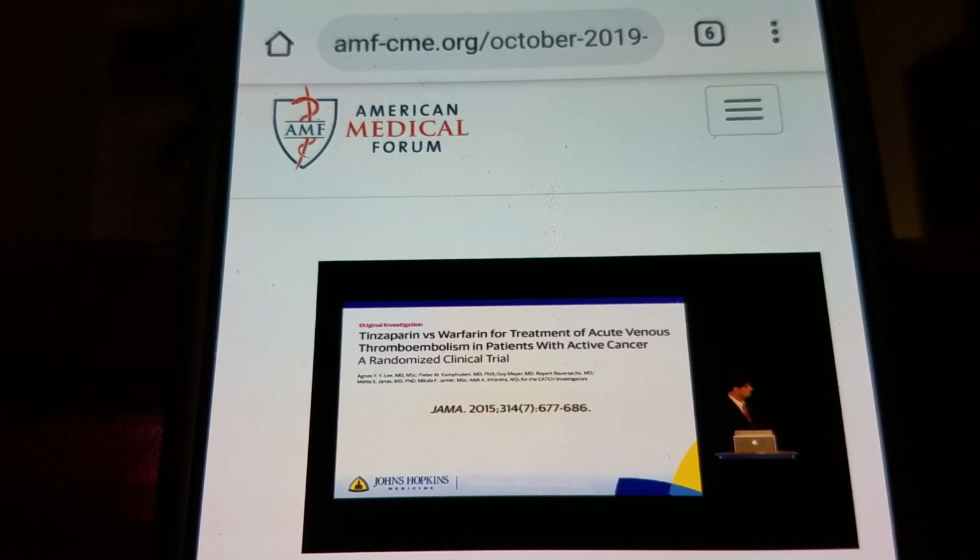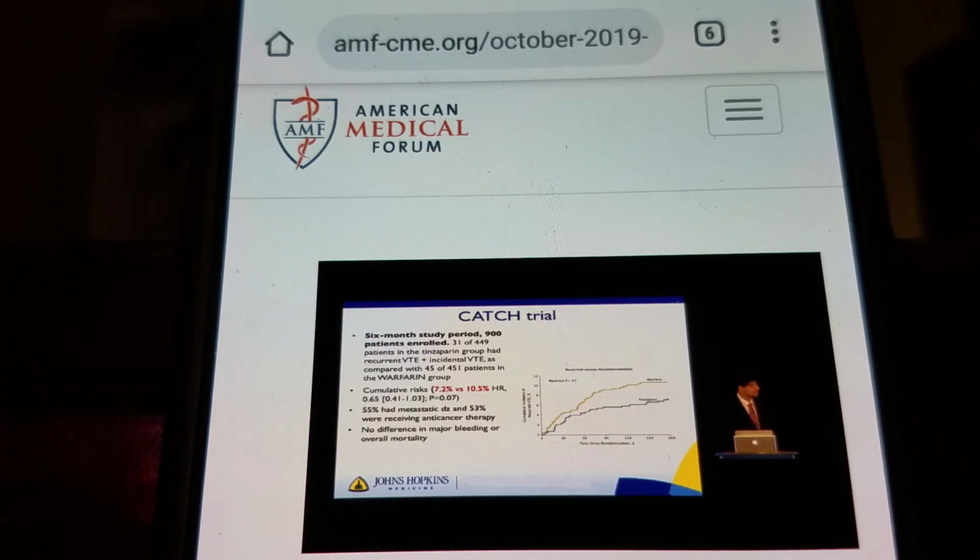Same first author, 10 years later, JAMA 2015, tinzaparin, another low molecular weight heparin, compared to warfarin for the treatment of VTE. This time, no significant difference. The recurrent VTE rates, 7% versus 10% in the heparin group versus the Coumadin group.